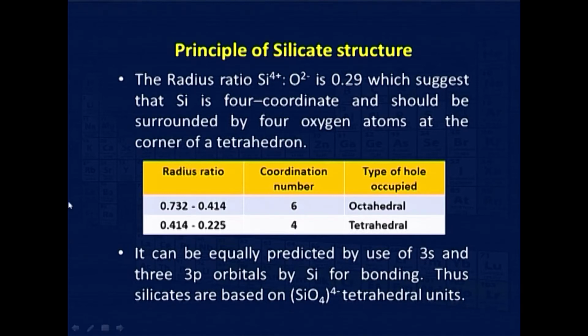The range of radius ratio 0.732 to 0.414 has coordination number 6 and the type of hole occupied is octahedral, and in our case here it ranges between 0.414 to 0.225 with coordination number 4 and the type of hole occupied is tetrahedral. So, this value 0.29 lies well in this region. It can be equally predicted by use of 3s and 3p orbitals by silicon for bonding. Thus, silicates are based on the silicate tetrahedral unit.